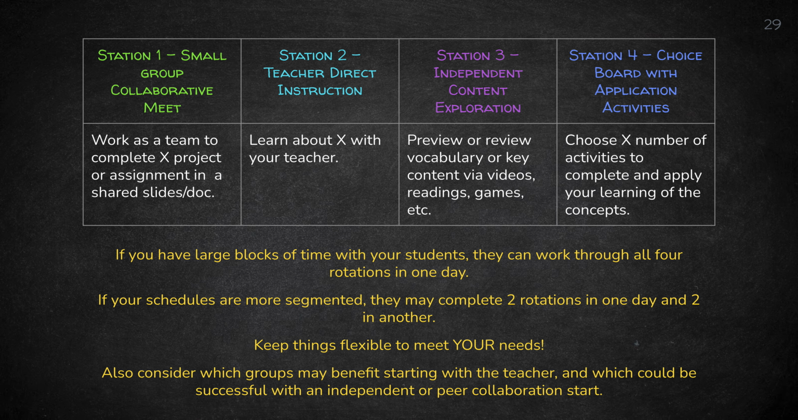You're going to set up 4 stations, and the first one, small group collaborative, and kids are going to be in their breakout rooms, and they're going to work as a team to complete this project or assignment in a shared deck or a shared doc. Station 2, teacher direct instruction. You're going to learn about this topic with your teacher. Station 3, independent content exploration. They might be previewing or reviewing vocabulary, key content through videos, through readings, through games. And Station 4, you might incorporate a hyperdoc or a choice board, and they get to choose activities to complete to apply their learning.